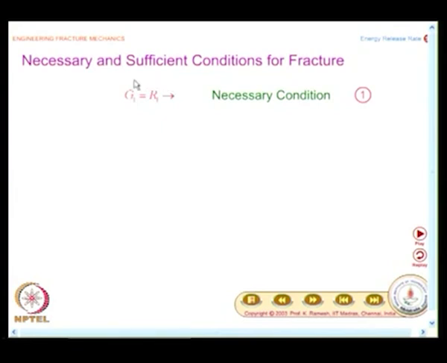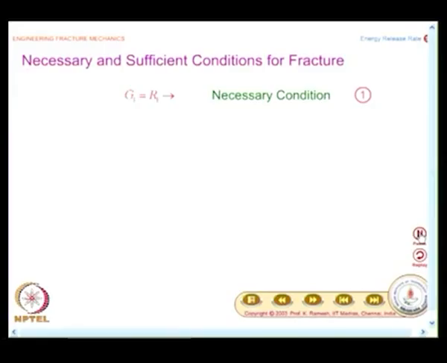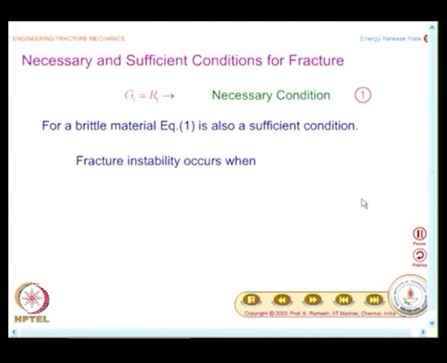Whenever you develop a mathematical concept, when you state a condition, you have to investigate whether the condition is a necessary condition as well as a sufficient condition. This is very important. Just by arriving at a condition, the problem statement is not complete. You have to investigate that. And if you really look at the case of a brittle material, it so happens that whatever we have got is also a sufficient condition.